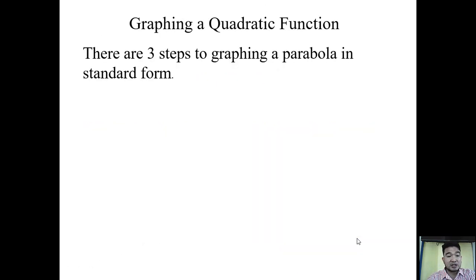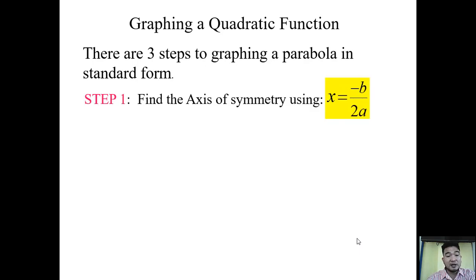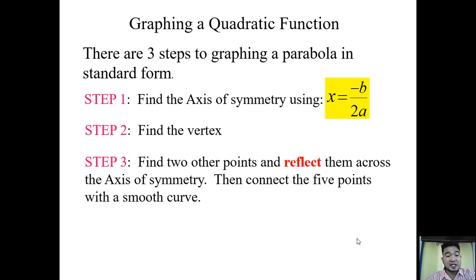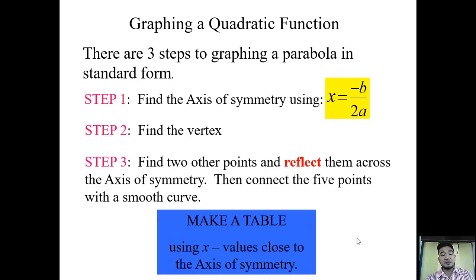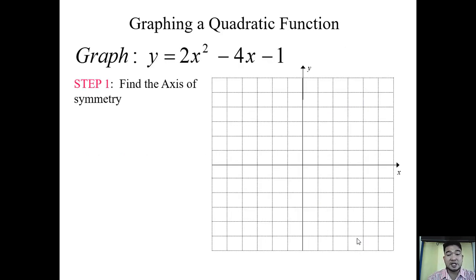Graphing a quadratic function. So the 3 steps are, number 1, find the axis of symmetry using x equals negative b over 2a. Step 2 is to find the vertex. Then step 3 is find 2 other points and reflect them across the axis of symmetry. Then connect the 5 points with a smooth curve. Let us try. So let us make a table using x values close to the axis of symmetry, like what I presented you a while ago. So here's the grid with x and y axis.